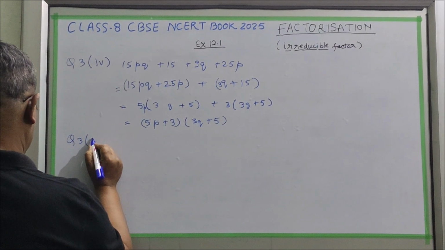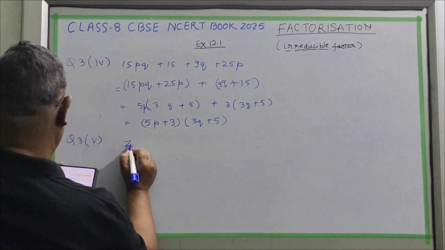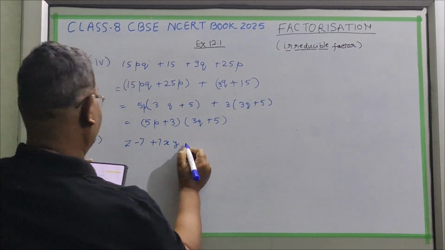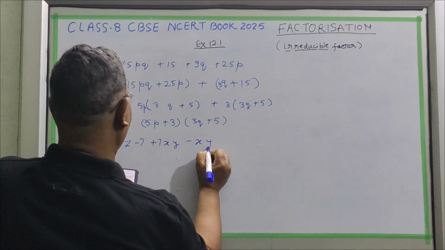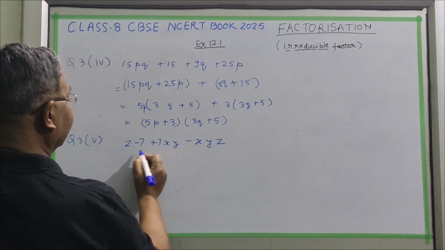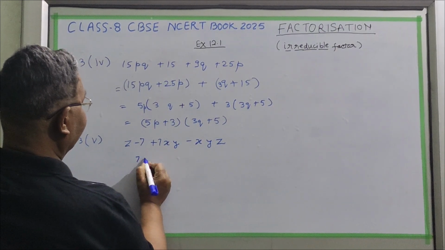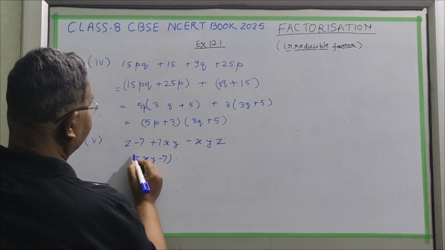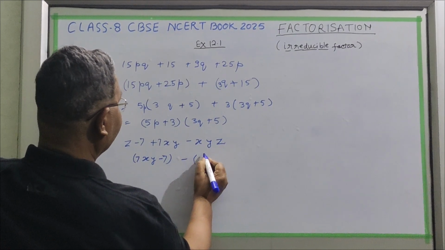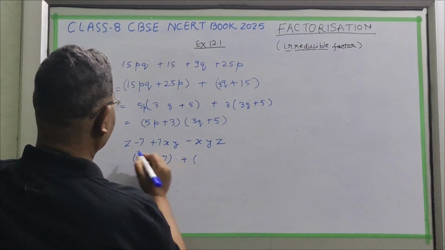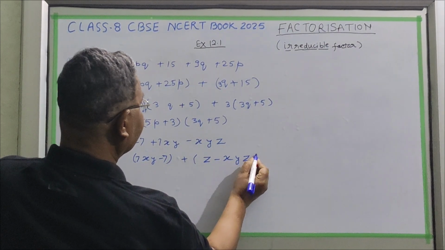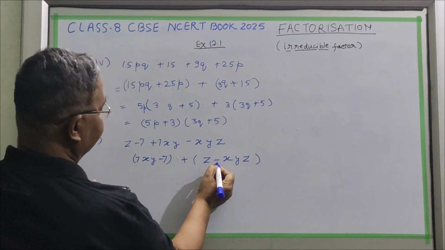Now question 3, 5. Z minus 7 plus xy, 7xy minus xyz. So here we see z is z here. So we can replace it: 7xy minus 7, we will take it here. Then here if we take minus, this z is plus. So plus z minus xyz. Because if plus is outside, minus will come as it is.